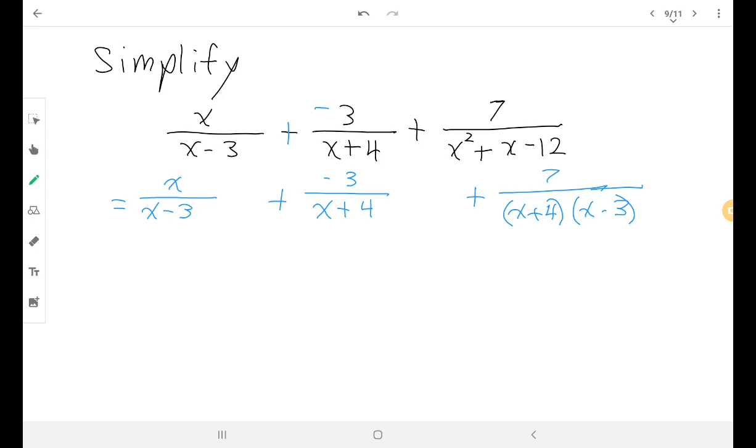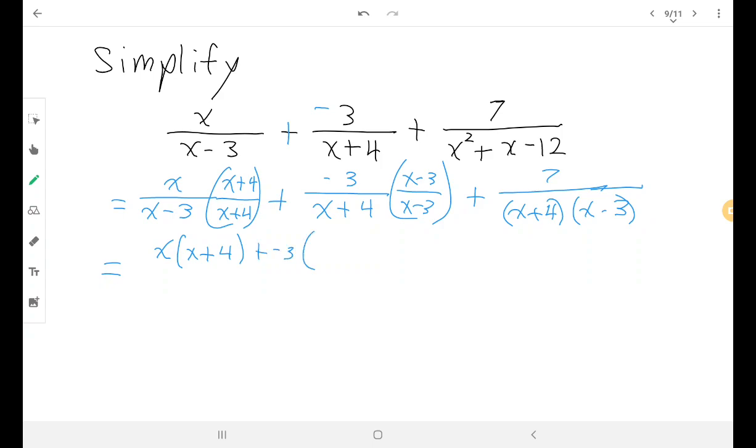And so that's convenient because now I know to get common denominators, I just need x plus 4 times x minus 3 for everything. So I'll just multiply in the x plus 4 over x plus 4 there. That gives me the x plus 4. I'll multiply in the x minus 3 here over x minus 3, and that'll get me the common denominator there. And so I'll have x times x plus 4 plus negative 3 times, well, at the top, let's call that x plus negative 3. Help me keep track of my negatives. Plus 7. All of that over that common denominator of x plus 4 times x minus 3.